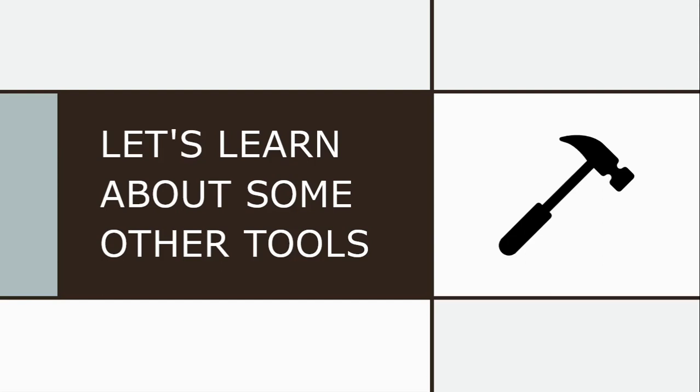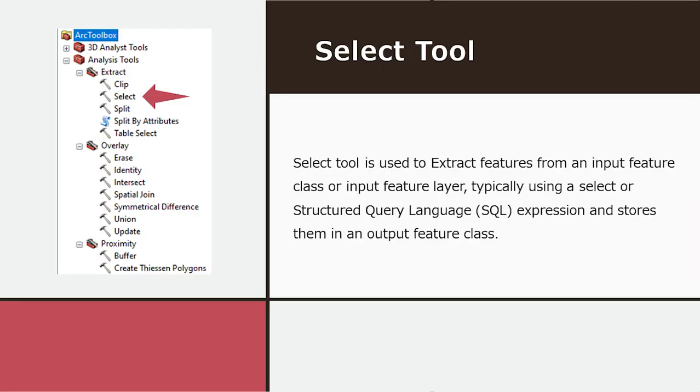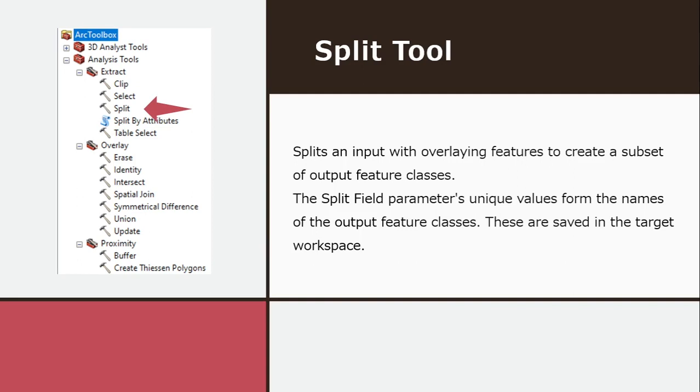There are a lot of tools in ArcMap. The way of using the tools is basically the same. Set input features, set output features location and some parameters. So showing them all one by one is not practical. Instead, we will now learn what we can accomplish with the tool. The Select tool is used to extract features from an input feature class or layer, typically using a select or structured query language expression, and outputs them into an output feature class. The Split tool splits an input with overlaying features to create a subset of output feature classes.